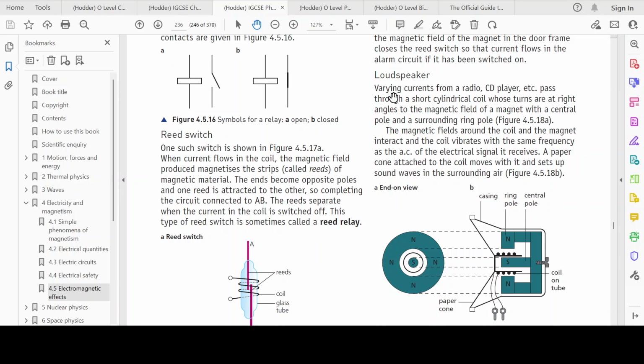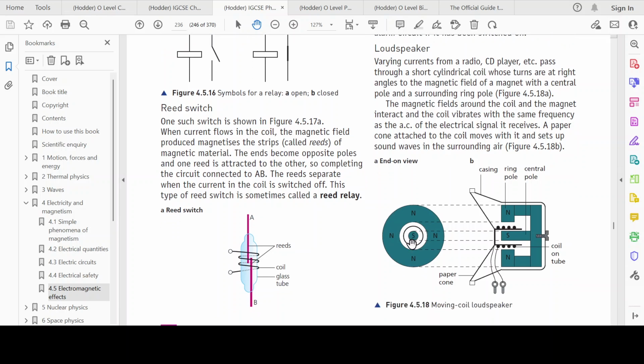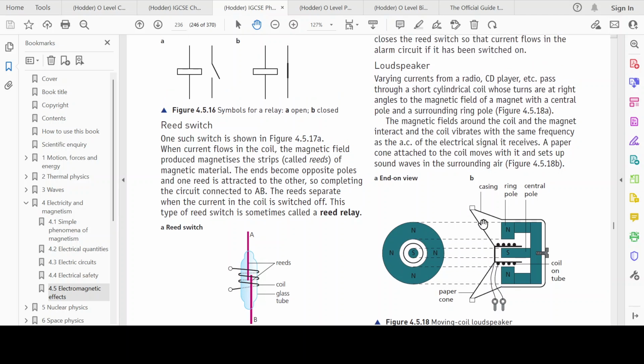So how does a loudspeaker work? Varying currents from a radio, CD player, or stuff like that pass through a short cylindrical coil whose turns are at right angles to the magnetic field of a magnet with a central pole and a surrounding ring pole. So this is the magnet. It has a central pole, which is the south pole, and a surrounding ring that is all north pole. Right? This is the paper cone over here.